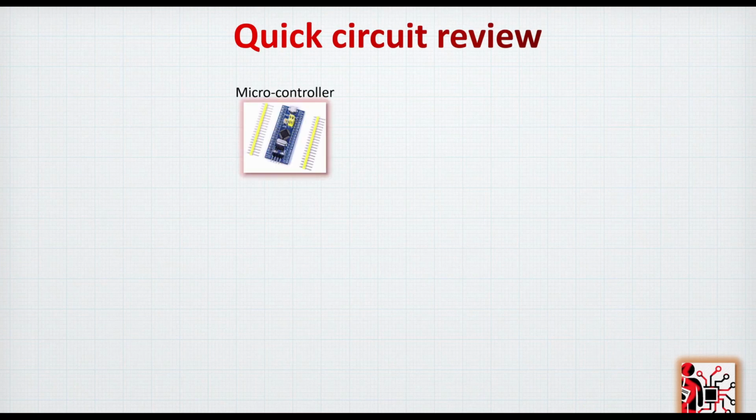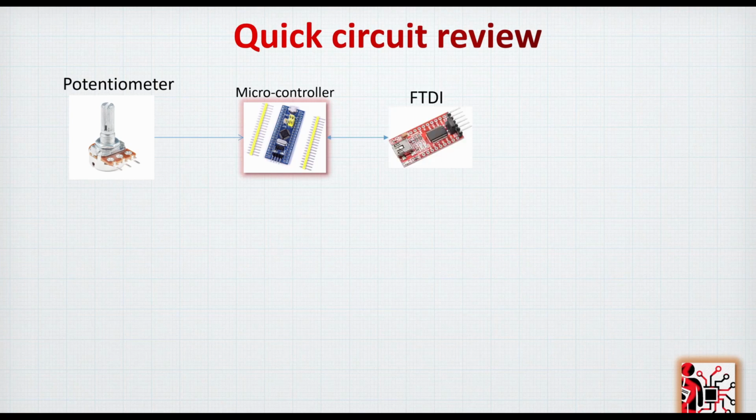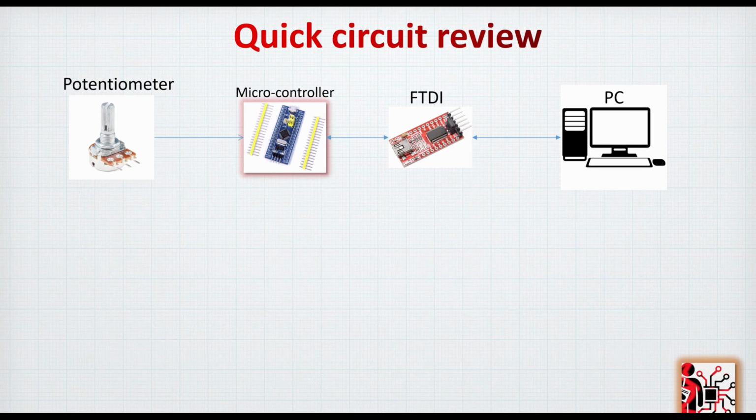Before we jump to the code and explain it, let's have a quick circuit review. First of all, we have the microcontroller, the STM32F1 Blue Pill, and it will be connected to a potentiometer. As we play with the potentiometer, the microcontroller will send the data through a serial or UART FTDI to the PC. Just a note for everyone: if you have an Arduino or a circuit that already has an FTDI included, you don't need to add this element.